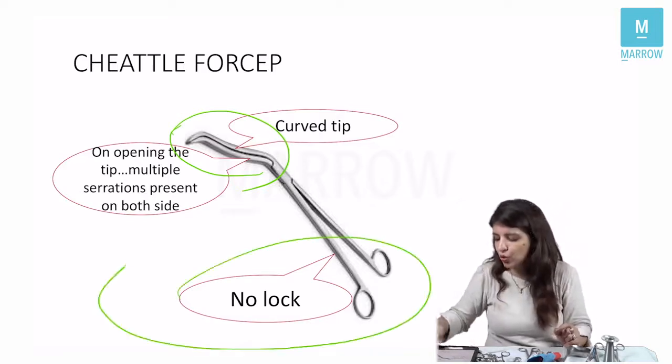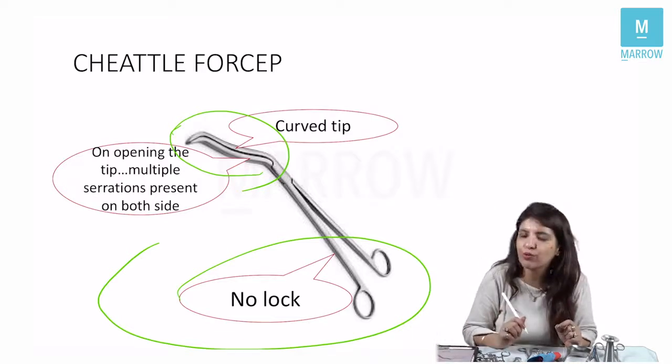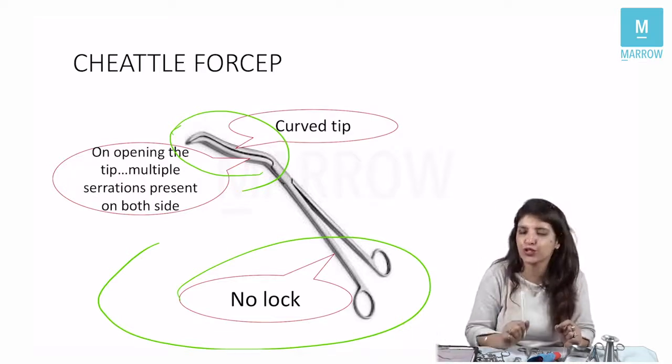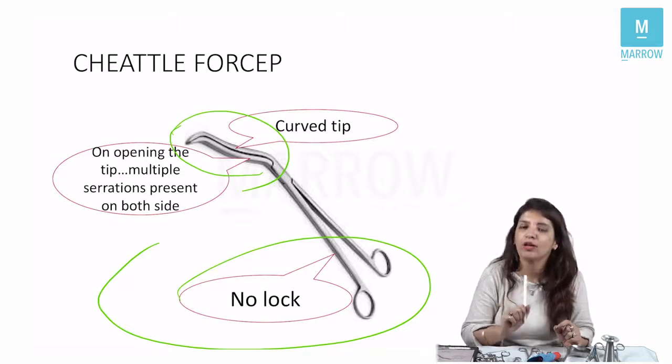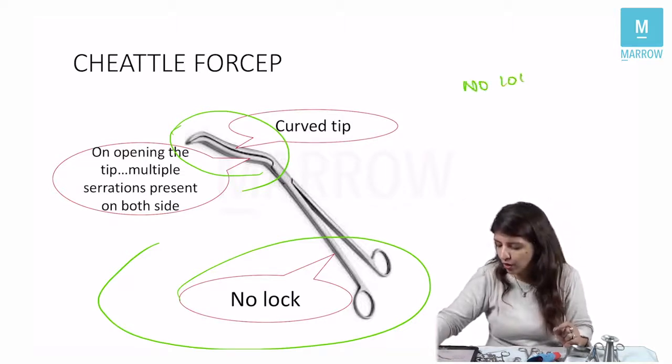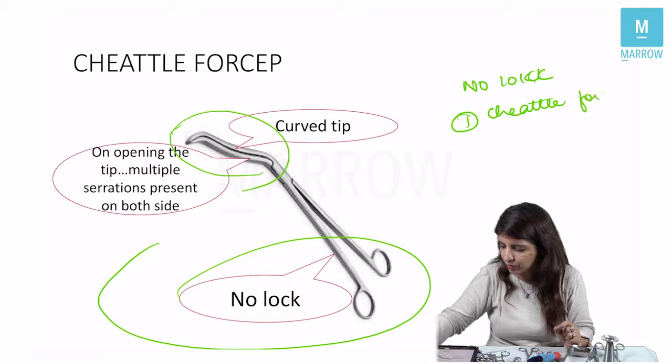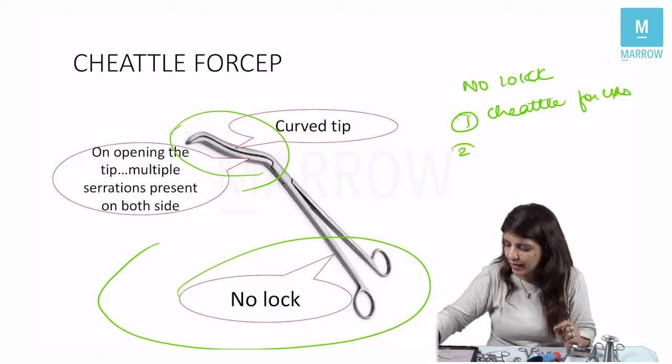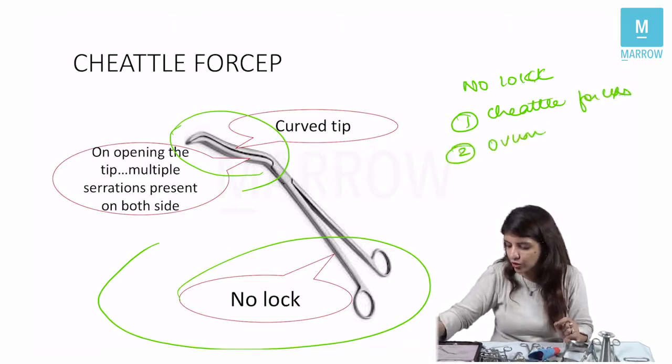And there is no lock. As I told you, I'm going to tell you 2 forceps which don't have a lock. One of them is the Cheatle forceps, so no lock. One is Cheatle forceps and the other is ovum forceps.